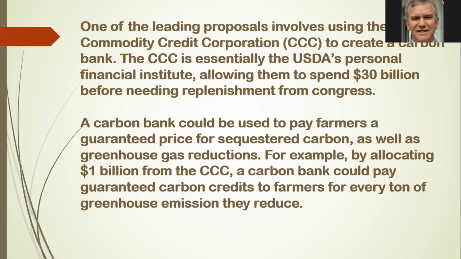A carbon bank could be used to pay farmers a guaranteed price for sequestering carbon as well as greenhouse gas reductions. For example, by allocating $1 billion from the CCC, a carbon bank could pay guaranteed carbon credits to farmers for every ton of greenhouse emissions they reduce. So this is basically a measurement of carbon in tons that would be determined by the government as a measurement against the farm and the farm's practices.